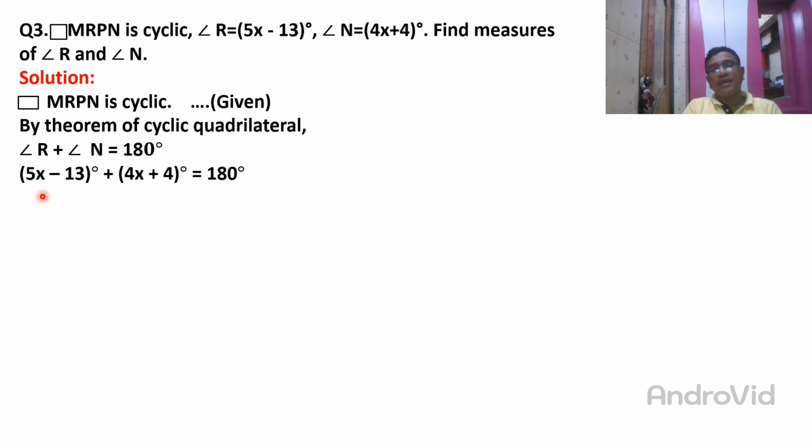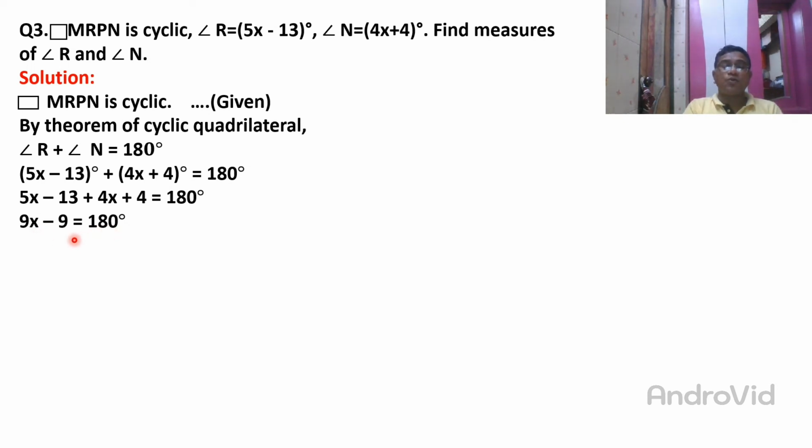So 5x plus 4x is 9x. 13 minus 4, 9 remains. Remove the bracket: 5x minus 13 plus 4x plus 4. 5x plus 4x, signs are the same, so addition: 9x. 13 is minus, 4 is positive, so the signs of both numbers are not the same, so you subtract 13 minus 4. What will remain? 9. So I write here minus 9. So 9x minus 9 is equal to 180.